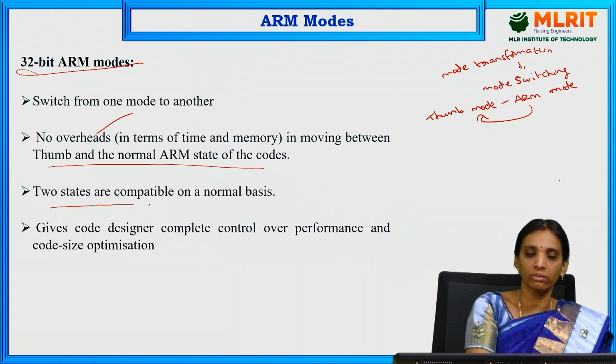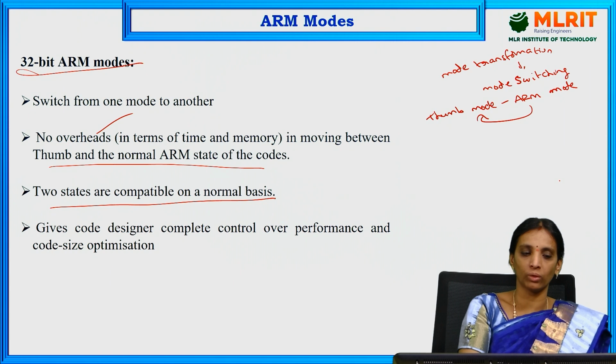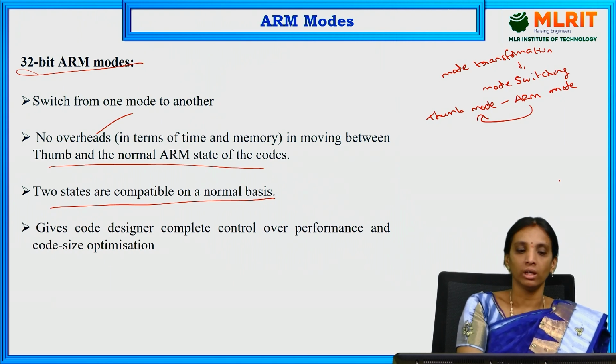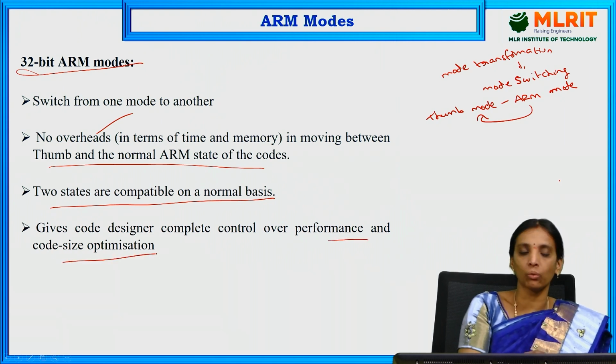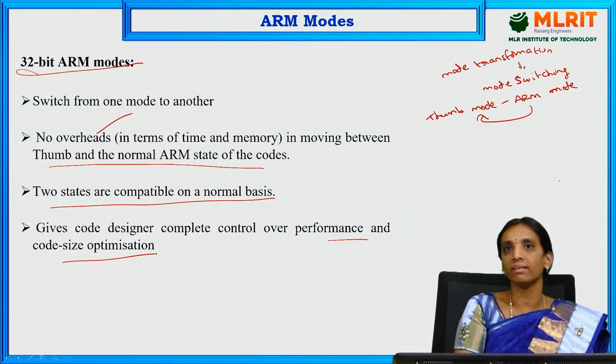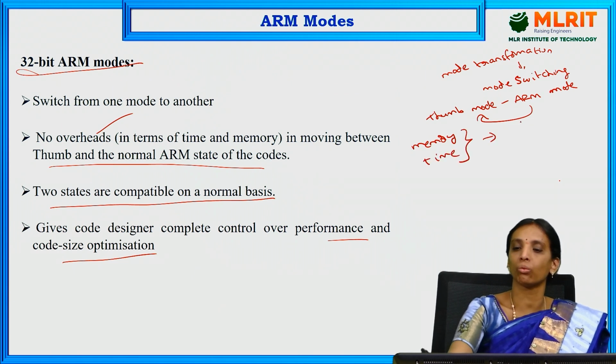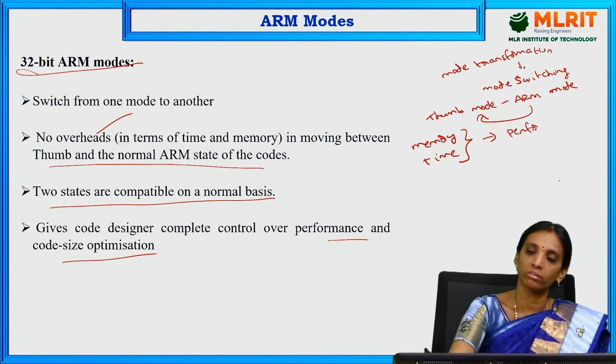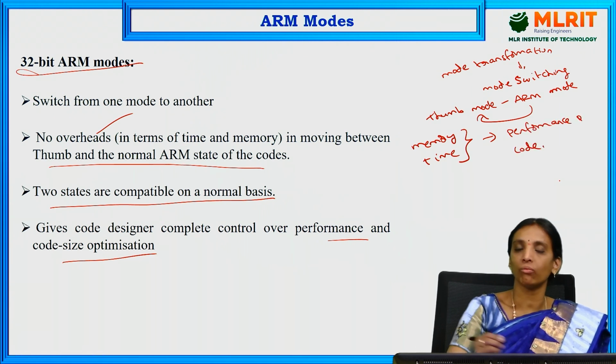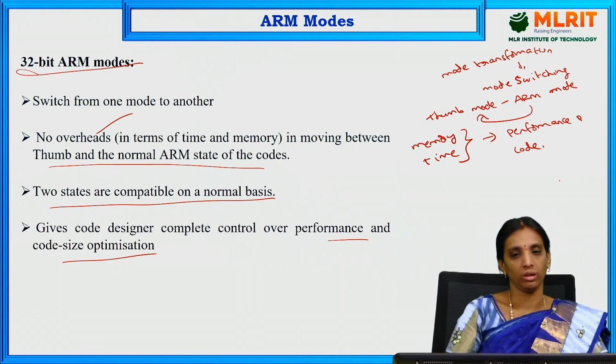So the two states are compatible on a normal basis. Here it gives the designer very complete control over performance and code size optimization, as there is no memory wastage and no time wastage. Therefore, the code designer can easily control the performance and code optimization for this ARM processor.